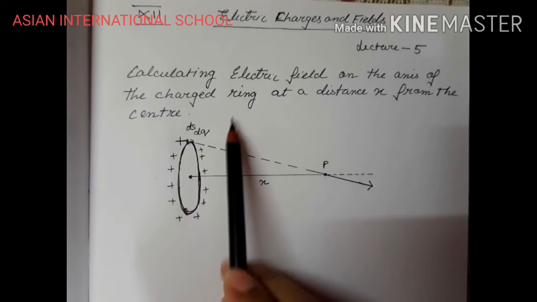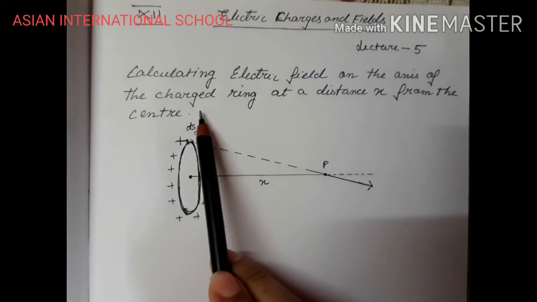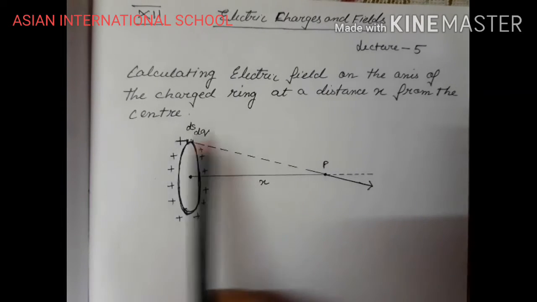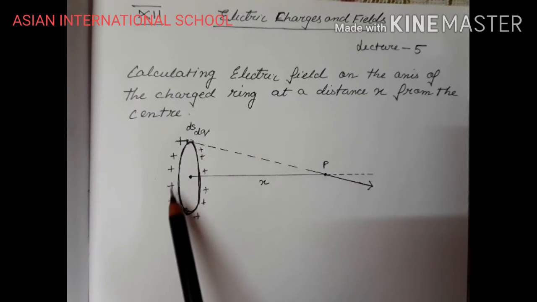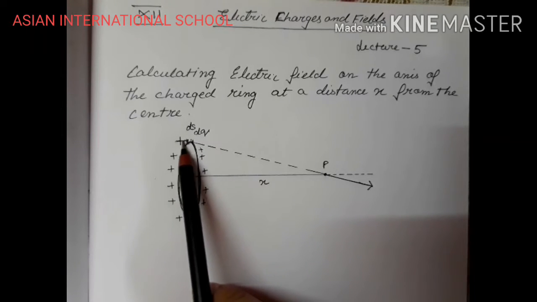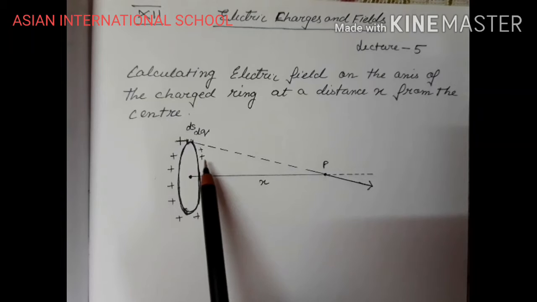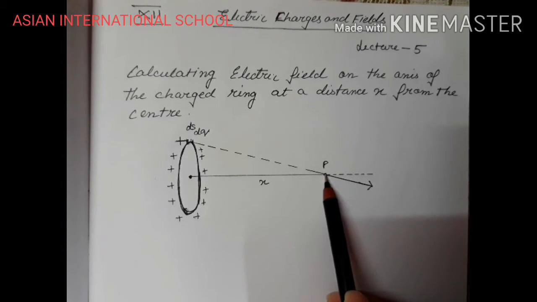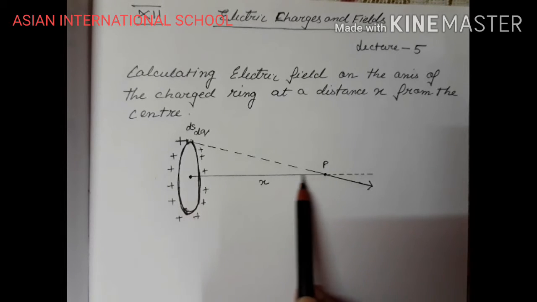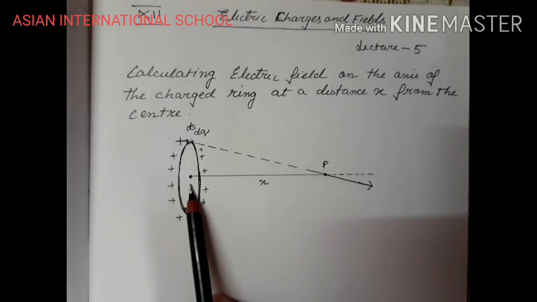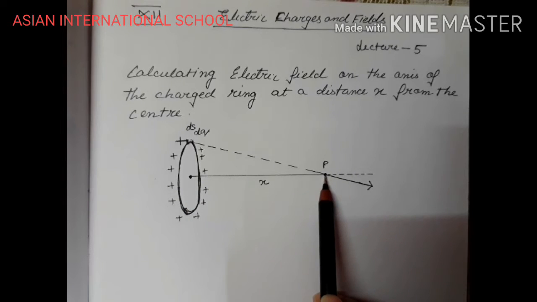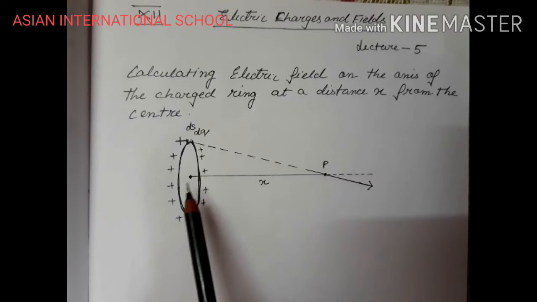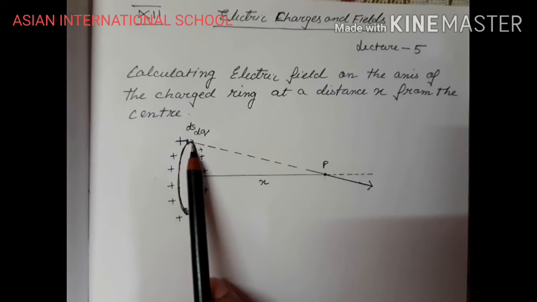Today we are going to calculate the electric field on the axis of the charged ring at a distance x from the center. We have a uniformly charged ring, and we need to find the electric field intensity at point P, which is x distance away from the center of the ring. To calculate it, we will use the method of charge distribution from the last class. We are going to consider a small elementary portion.